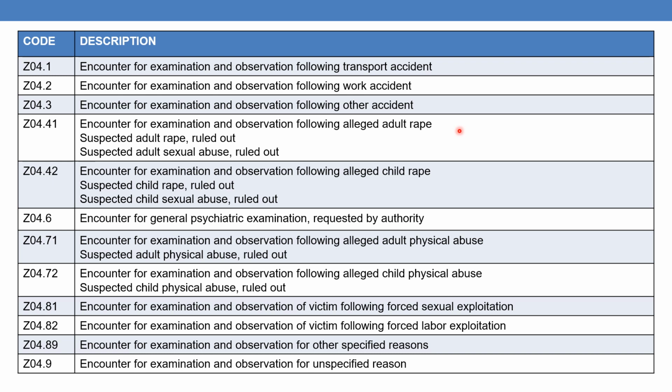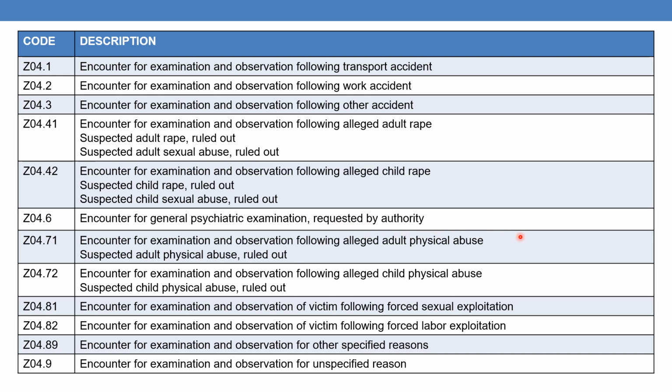The next is Z04.41, encounter for examination and observation following alleged adult rape or suspected adult rape ruled out, or suspected adult sexual abuse ruled out. In all these cases, you need to code Z04.41. The next is Z04.42, encounter for examination and observation following alleged child rape or suspected child rape ruled out, or suspected child sexual abuse ruled out. In all these cases, you need to code Z04.42. The next is Z04.6, encounter for general psychiatric examination requested by authority.